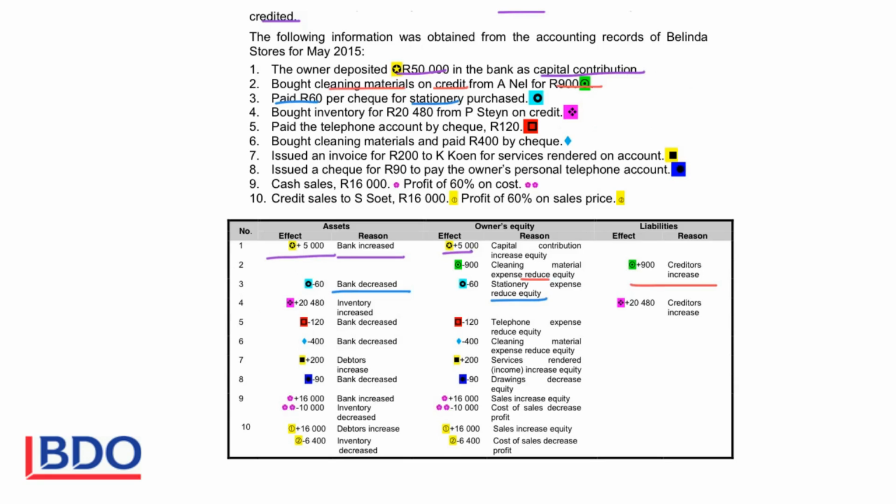Bought inventory for 20,480 from P. Stain on credit. So we don't pay for it immediately, we buy it on credit. Therefore, we increase our inventory. Inventory is an asset, so my assets will increase. We owe the money to a creditor, so it means that my liabilities will increase.